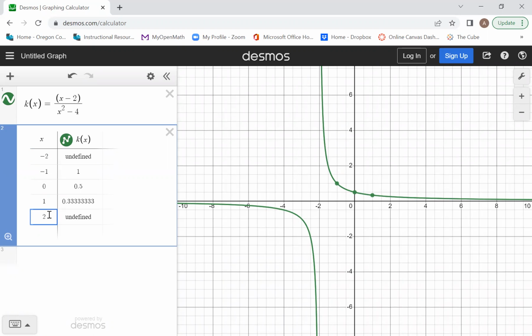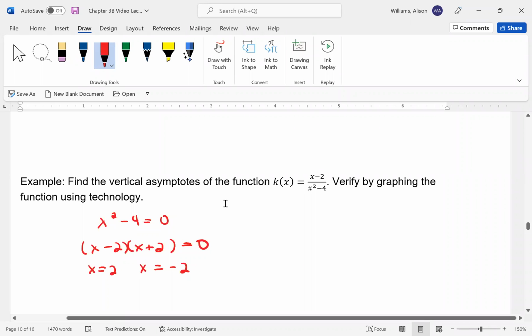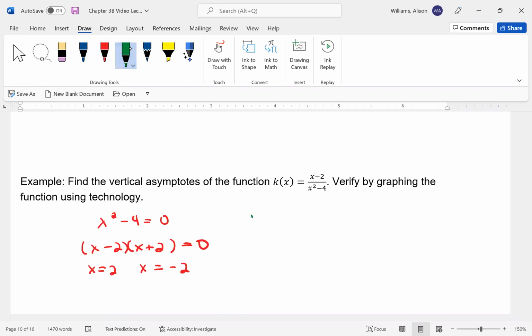So let me go back. Here's what happened. And you might have noticed it. The original function, k of x, is x minus 2 over x minus 2, x plus 2. And here's what we see. x minus 2 actually cancels. So really, this equation for k of x is equivalent to 1 over x plus 2.